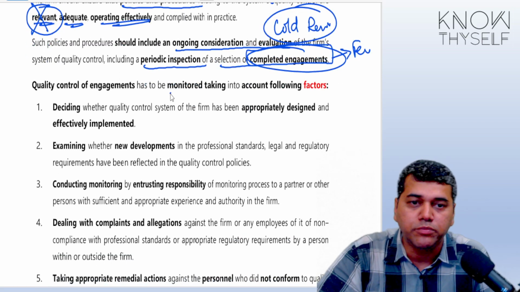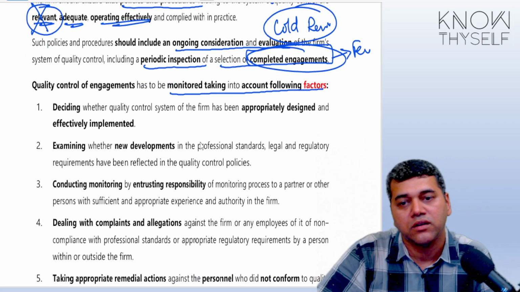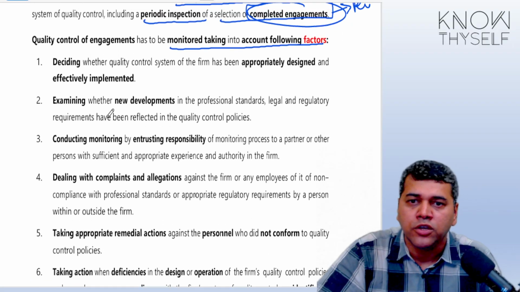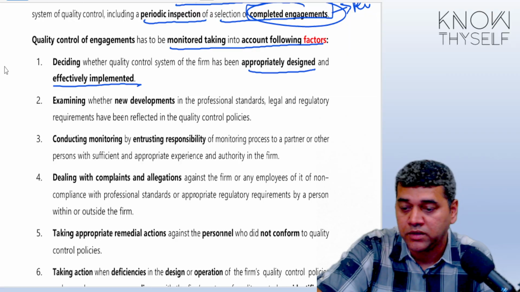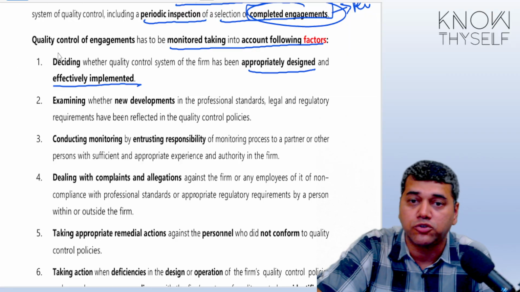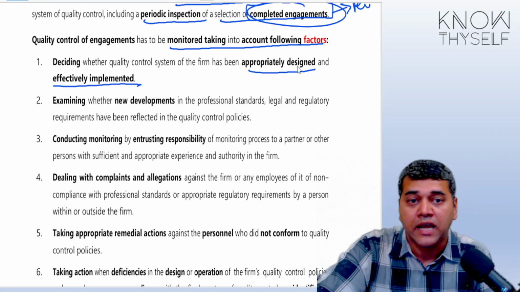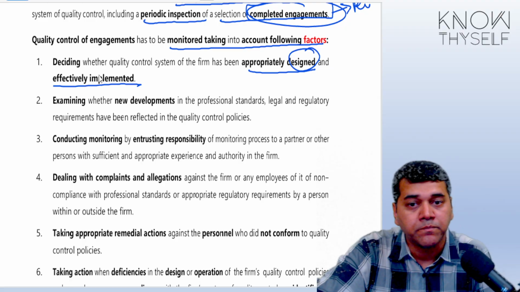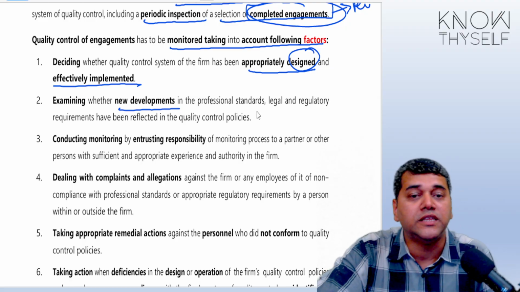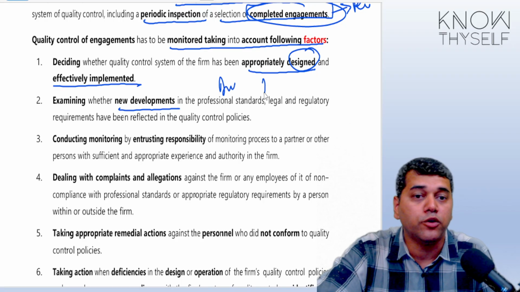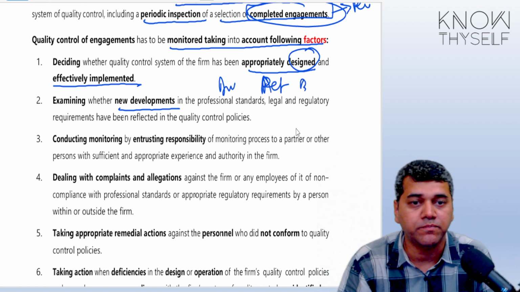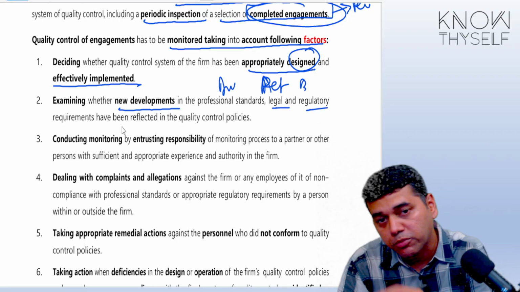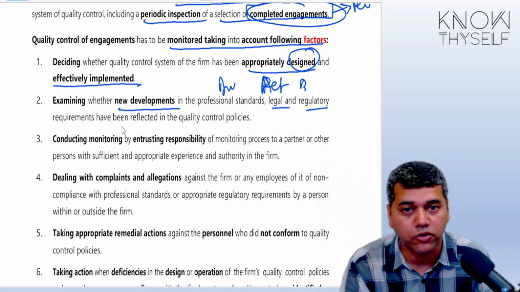So what are the factors to be kept in mind while monitoring? This question has already come for the examination. Deciding whether the quality control system is appropriately designed and effectively implemented. Like for example, monitoring a patient. First thing, the hospital or a doctor has to see what all quality control systems have been properly designed and effectively implemented. Whether any new developments have happened in the professional standards, like India's came, some new act came, Bitcoin related some provisions came, so the legal regulatory developments happened. Have you incorporated them in your quality control policies? This is what I have to evaluate.